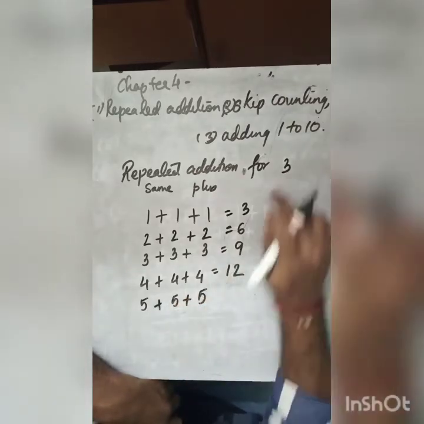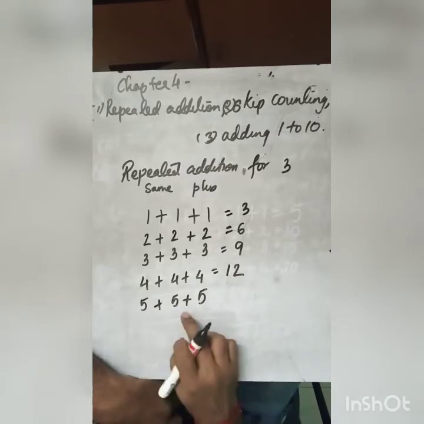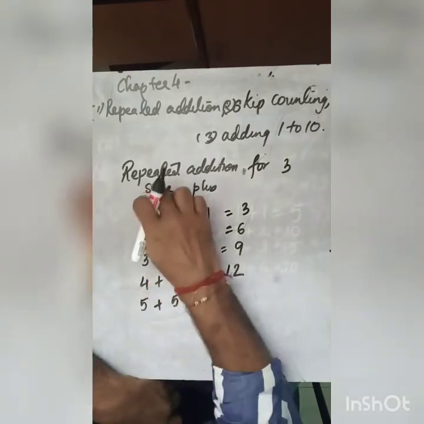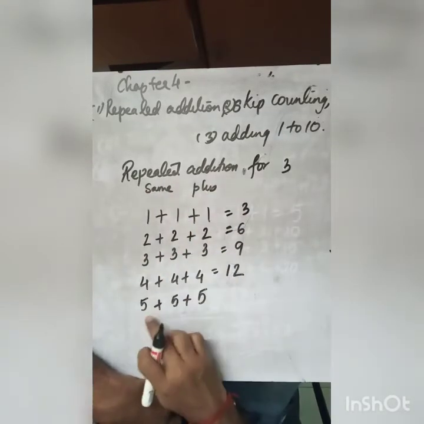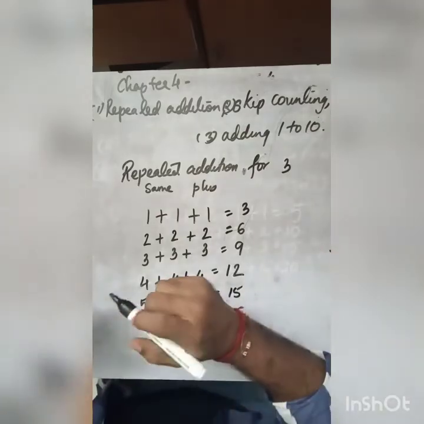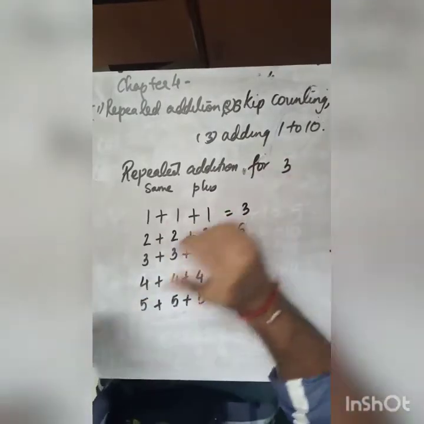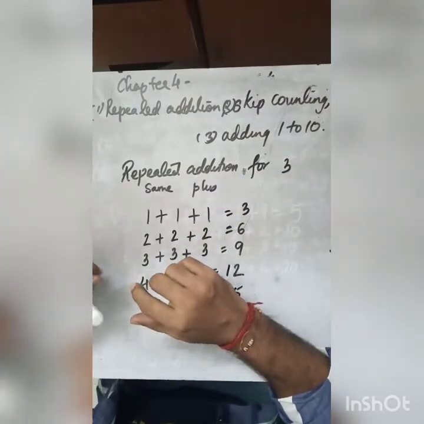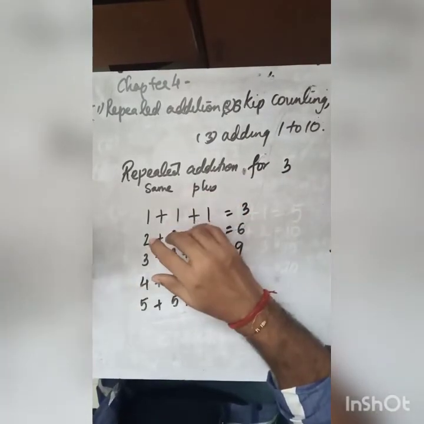This is the table of 3. So I need to write the number 3 times. Same number, repeated, same number, addition, that's plus. I get the answer 15. So this is how you do it for the table of 3, for the table of 5 and all. Clear? So this method is called repetitive addition.